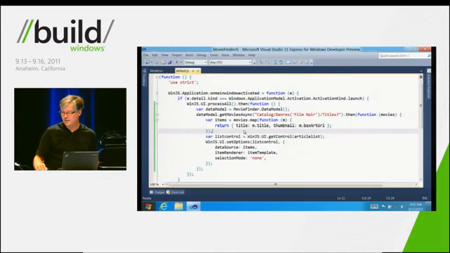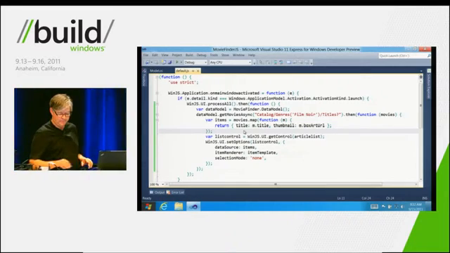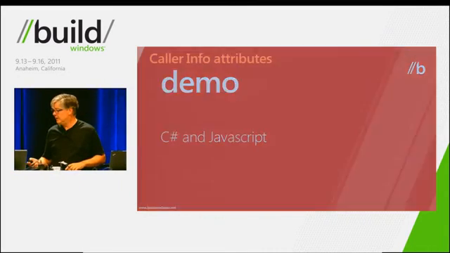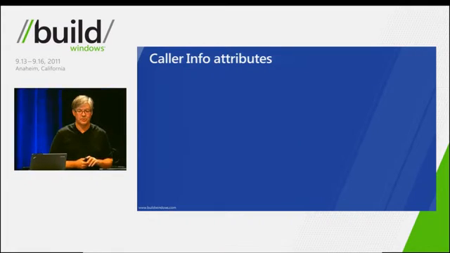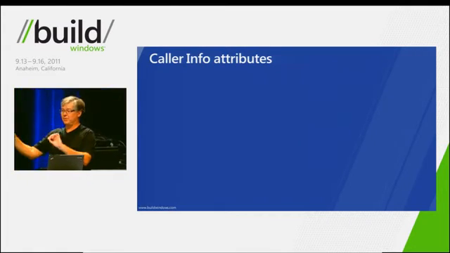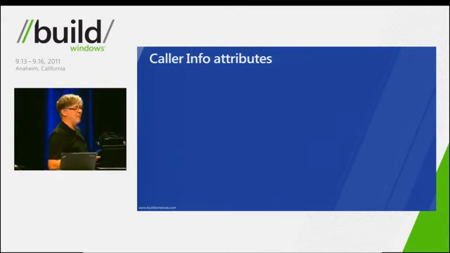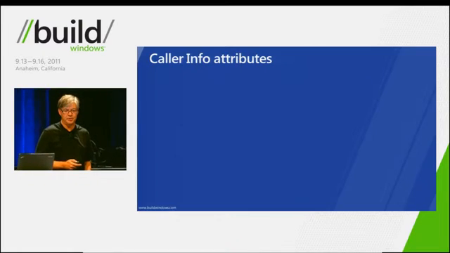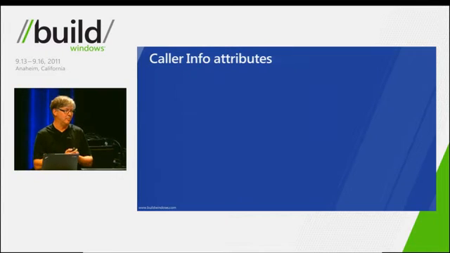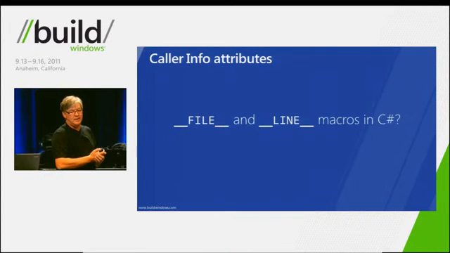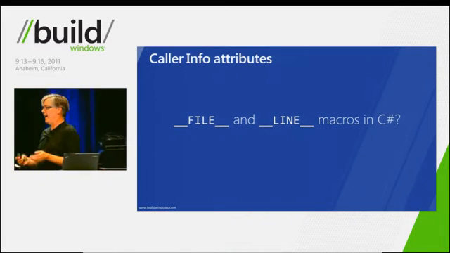OK. Let me get back to the slides here. So, caller info attributes. Think of this as the little palette cleanser in between the bigger demos here, if you will. This is a small feature that we managed to sneak into C#. In fact, it is not in the copy that you have in the developer preview, but it'll be in the final bits. A question we often get is, can we please have underbar file and line macros in C#?